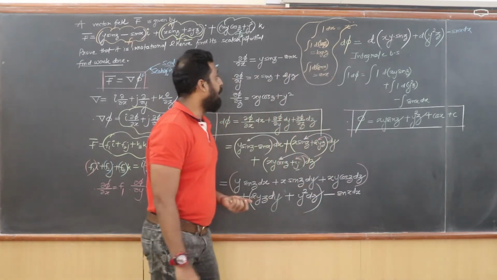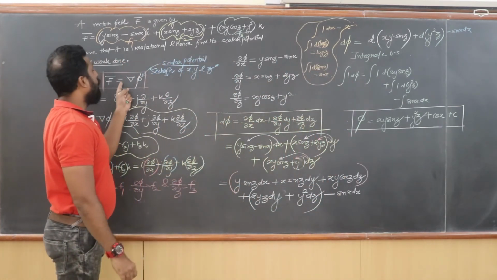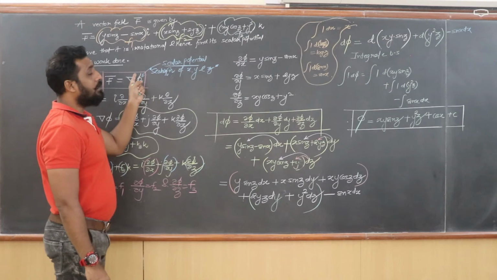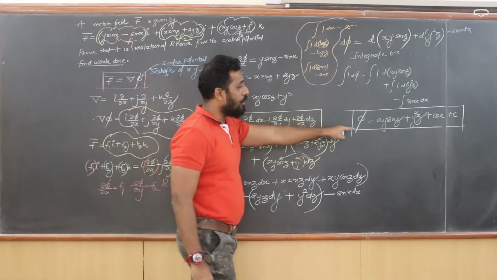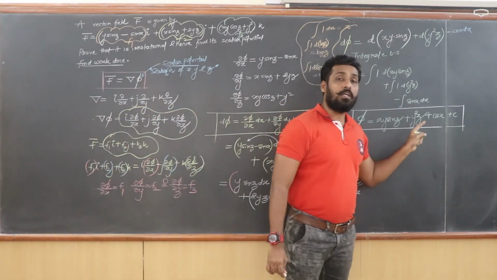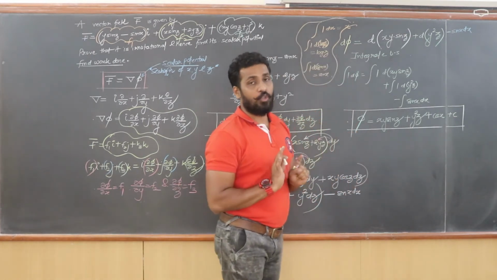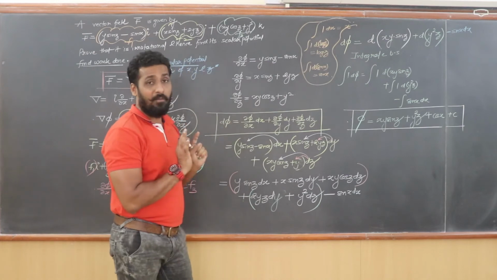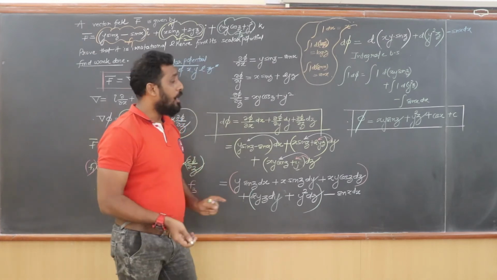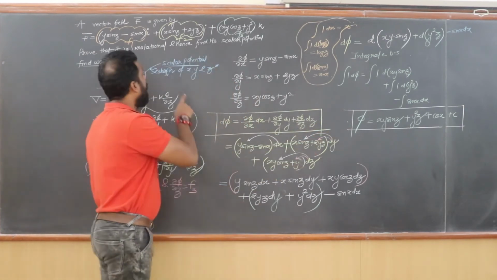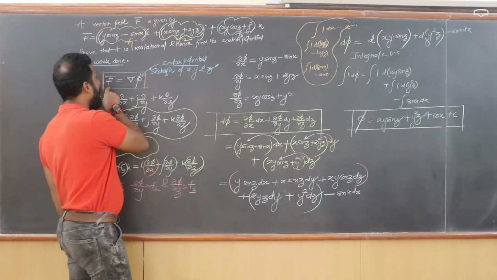So that's how we get f bar is equal to del phi. So phi is called a scalar potential. If you observe, it does not contain any vector form. There is no i, there is no j, there is no k. Only a pure scalar has come, and that is a function of x, y, and z. So this function is called the scalar potential of the vector f bar.